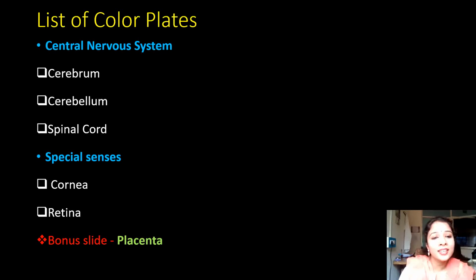So the slides here, today we are going to do with the nervous system, that is cerebrum, cerebellum, spinal cord, and special senses, cornea, retina, and the last bonus slide is the placenta.